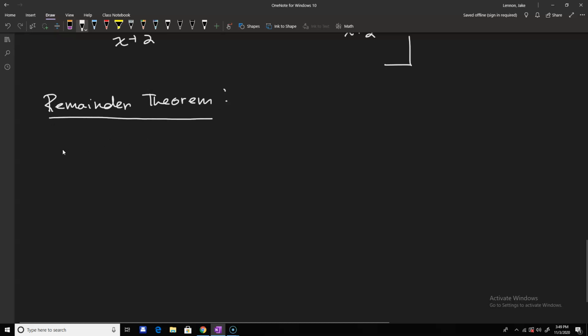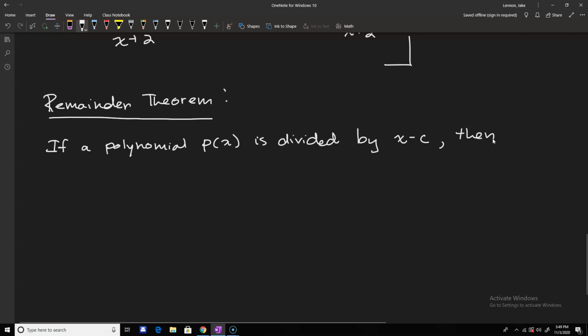It says if a polynomial p of x is divided by x minus c, which is what we've been doing with all of these synthetic divisions, then the remainder is the same thing as plugging c into the function there. So that's not too hard to show.